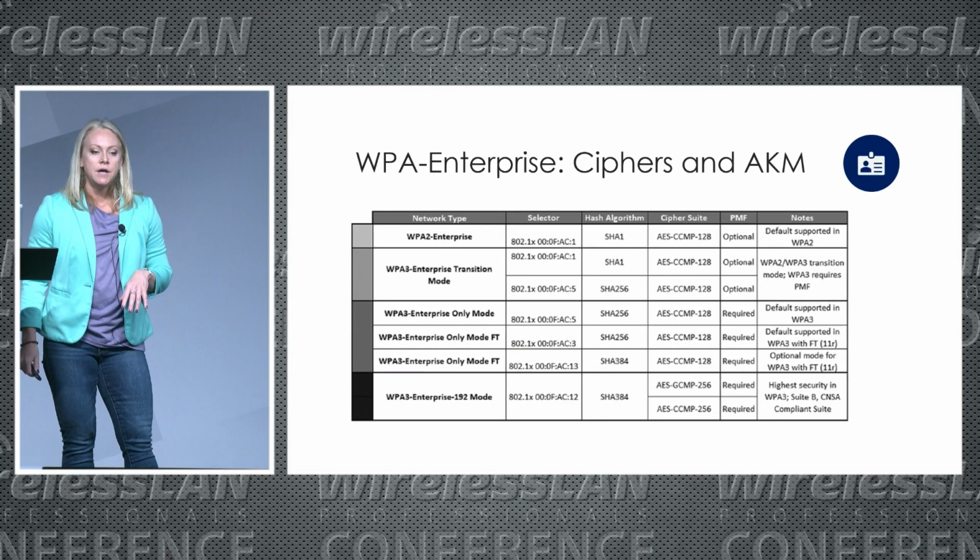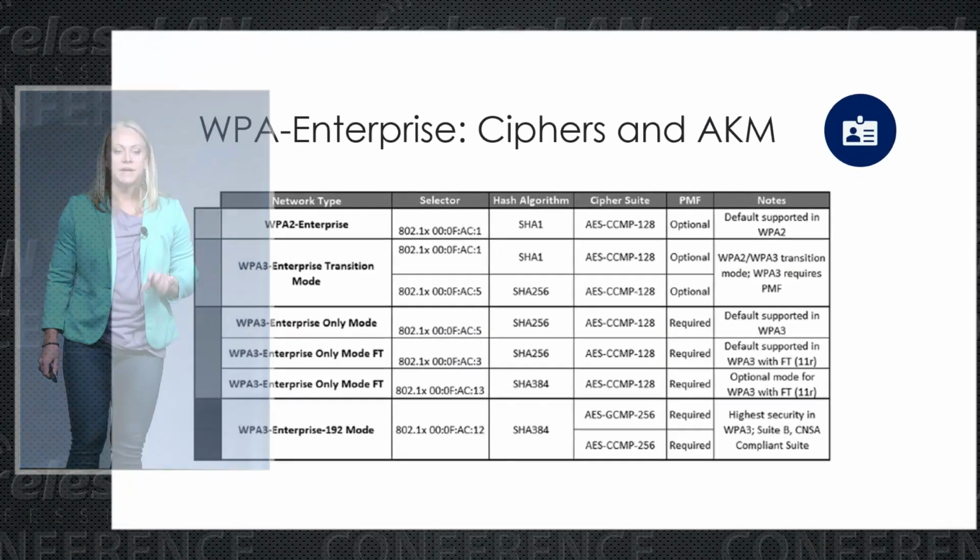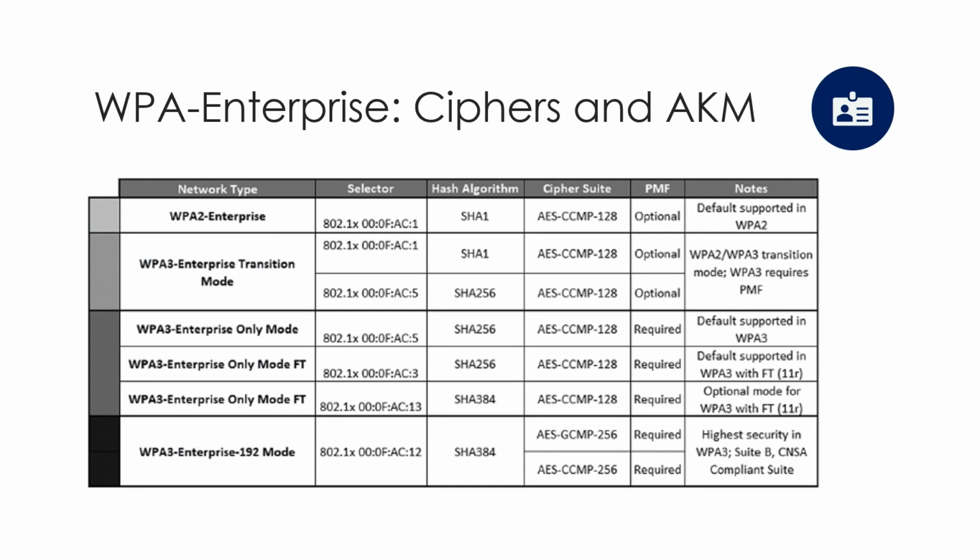Oh, I added this in here because of Wes. I'm not going to dig into this, but when you look, you will notice that in the selector in the second column, the hash algorithms vary depending on what type of network and whether or not fast transition roaming is in use. That is sometimes what breaks some of this roaming from clients.